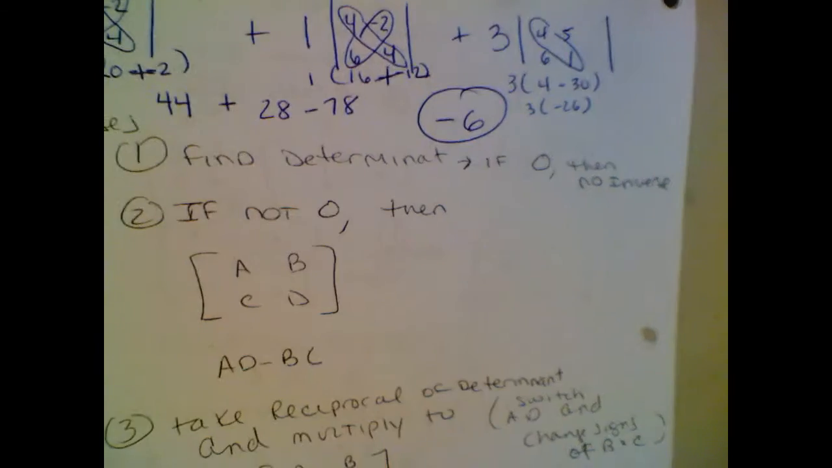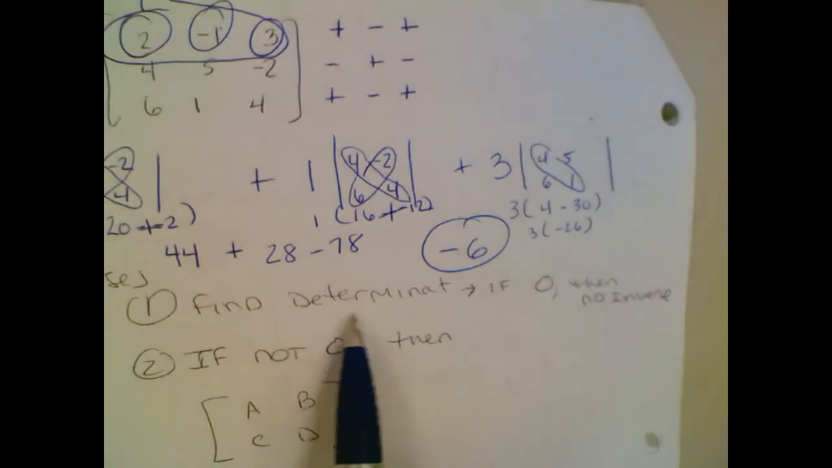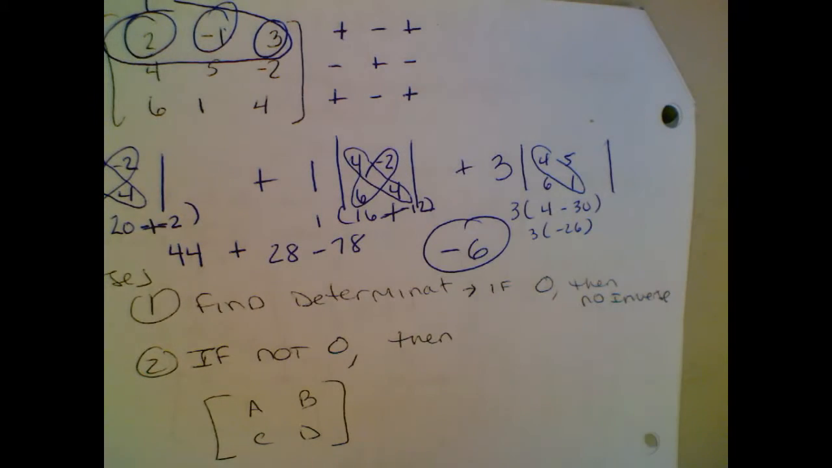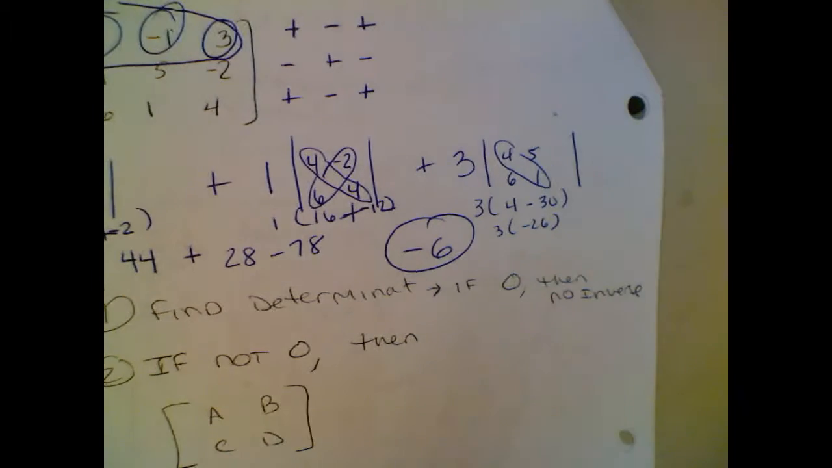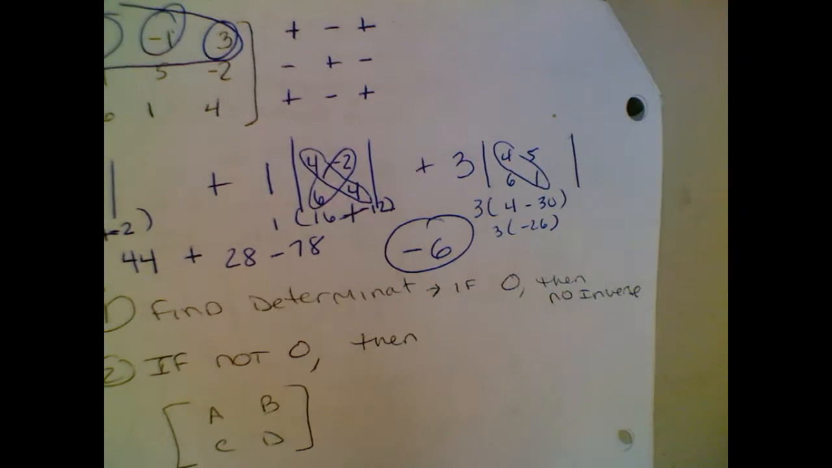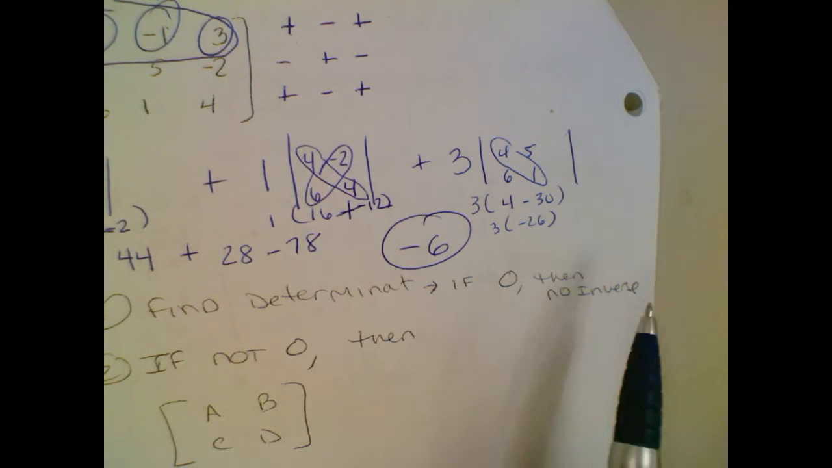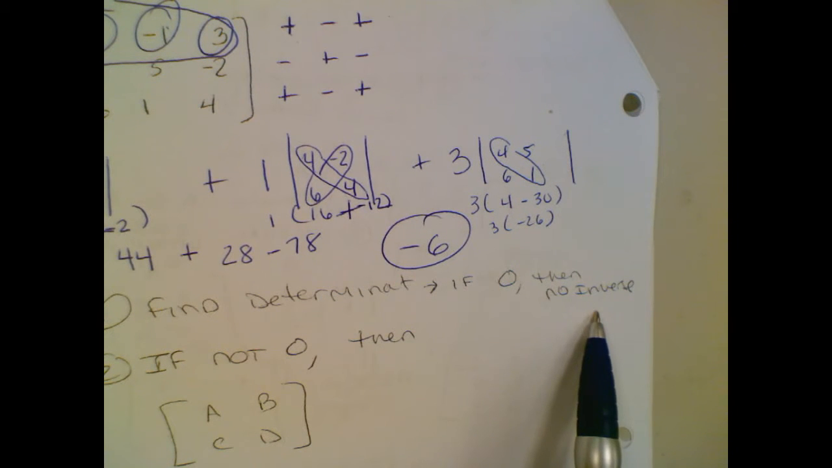Now, in a matrix, first you have to find the determinant because we need it to be a single number, right? So you're going to do your cross multiplying. You're going to find your determinant. If it's 0, someone tell me, what is the inverse of 0? What's 1/0? Undefined. There is no inverse for 0. So if your determinant is 0, there is no matrix inverse for that.